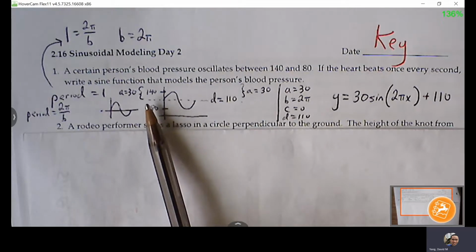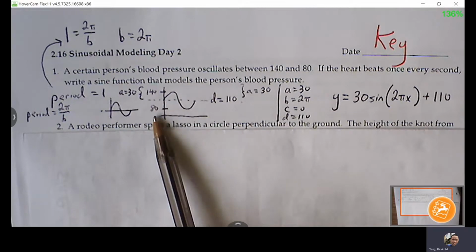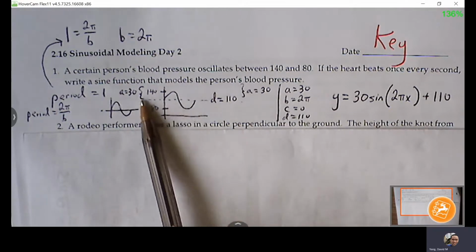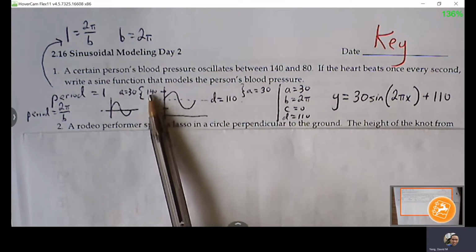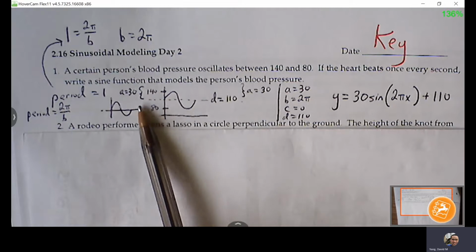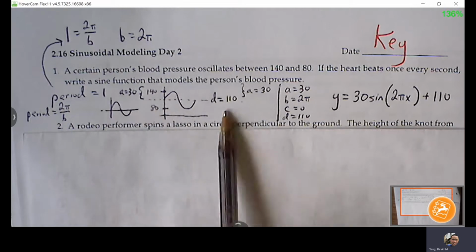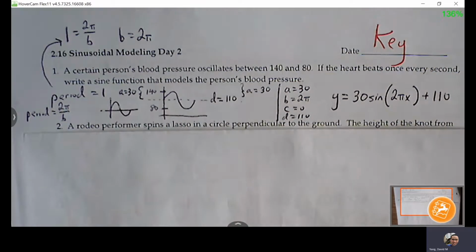Okay, so for number one, if we find the average between 140 and 80, it'll be 110. And we also know 110 is the same distance from 140 as it is to 80. So that distance is 30. So we have our A and our D value.